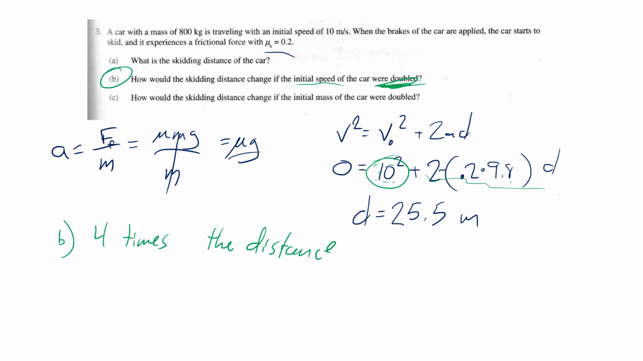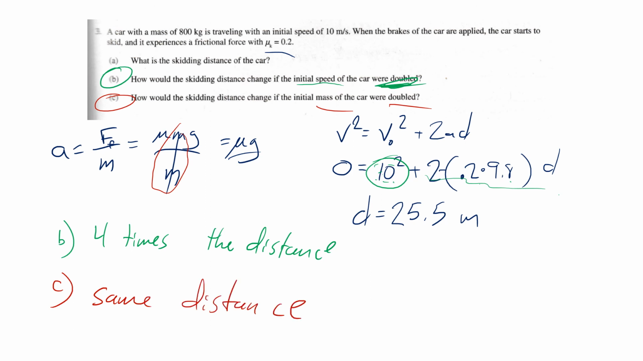Anyway, all right, moving on for part C, last one. How would the skidding distance change if the mass of the car were doubled? Well, boy howdy, if you doubled the mass, you double the amount that was canceled out. So there would be the same distance. Nice. And that is it.